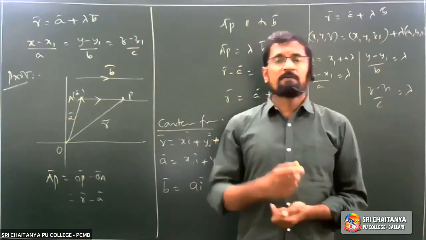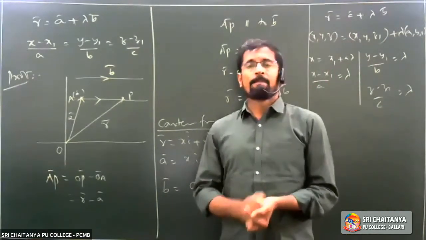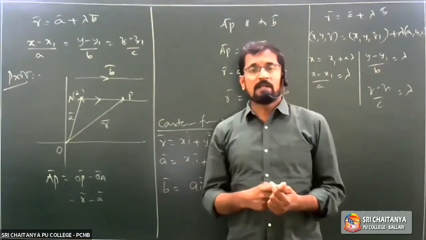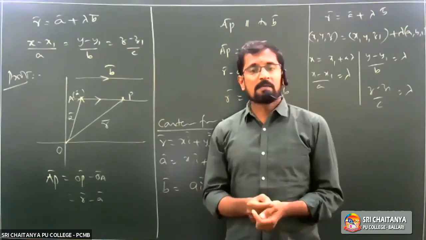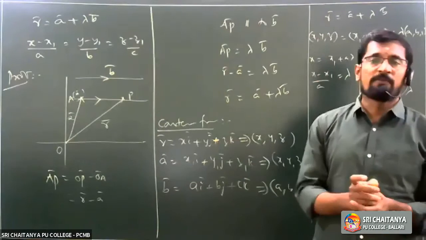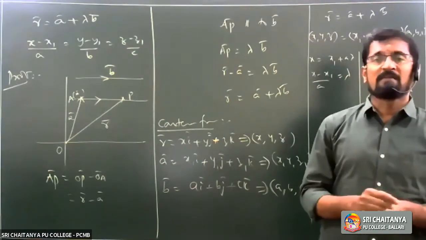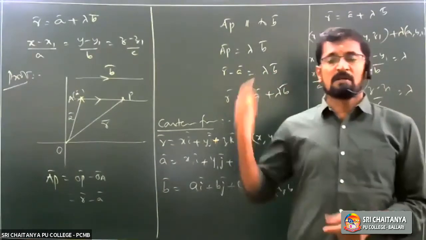The vector form of a line, that means passing through one point and parallel to one vector, is given by r bar is equal to a bar plus lambda b bar, and its Cartesian form is (x minus x1) by a is equal to (y minus y1) by b is equal to (z minus z1) by c. Right? Just observe this one carefully.